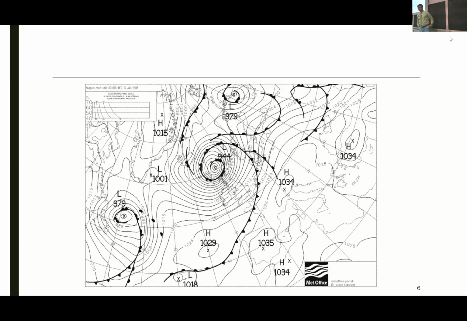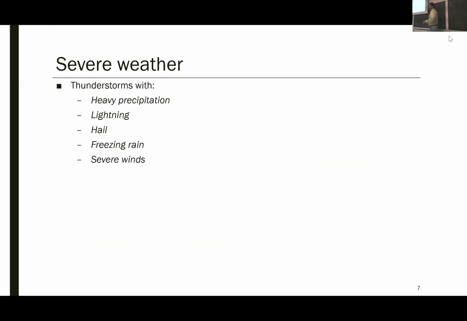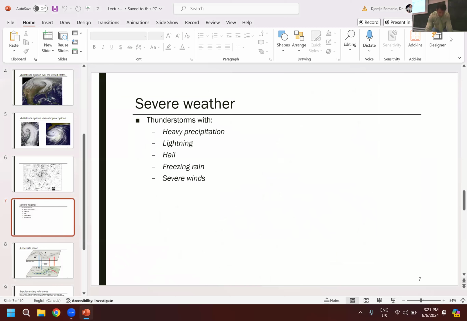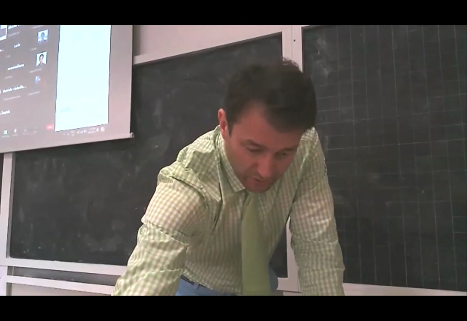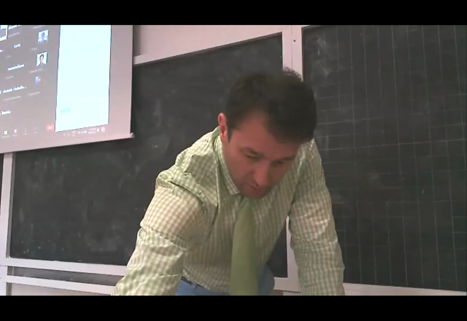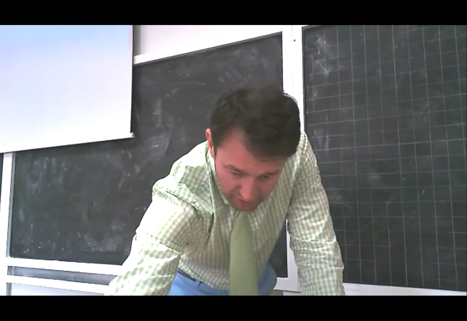Okay. So the last slide is what type of severe weather can we expect from extratropical cyclones: heavy precipitation, lightning, hail, freezing rain. By heavy precipitation, I also mean heavy rain or heavy snow, and also severe winds. Okay. So that was the introduction to extratropical cyclones.